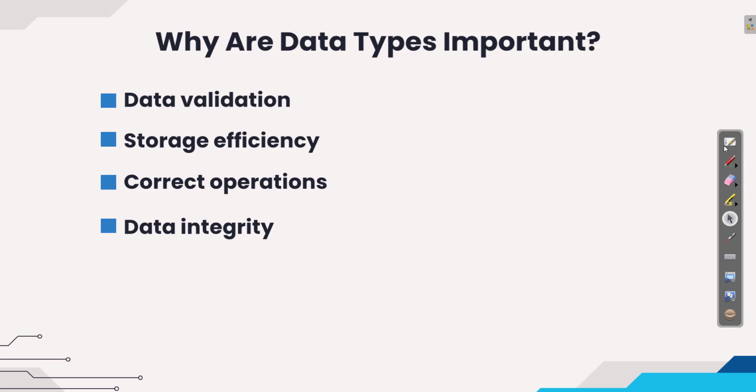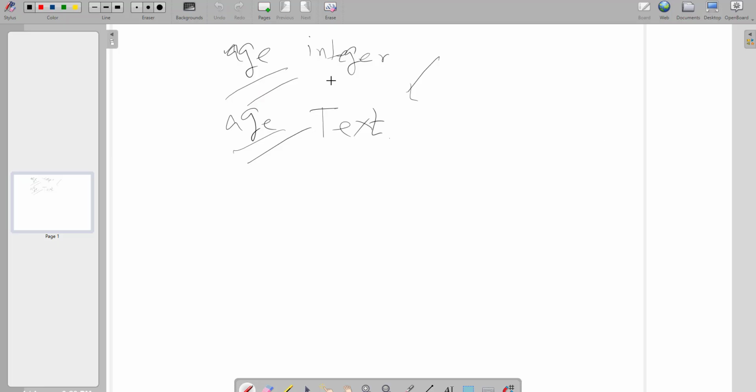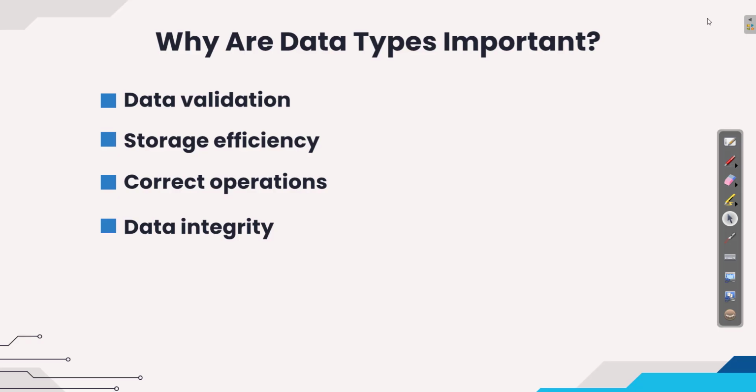Storage efficiency. Age is normally in the form of, for example, 30 or 40 or 15, etc. So here you can see it's a numeric data type. We cannot specify its type as text; text is wrong. So for storage efficiency, we have to specify the correct data type. If we specify age as integer, it is more efficient from a storage point of view.